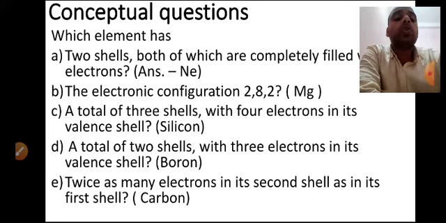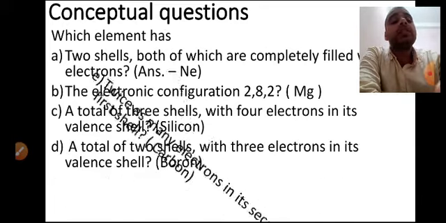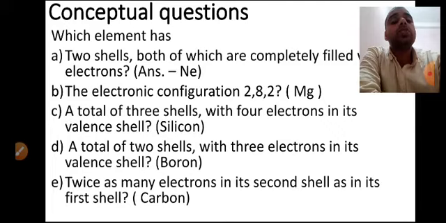Now next one, a total of two shells, K and L, with 3 electrons in its valence shell. So in the first shell 2, and in the second shell 3, so 2 plus 3 is 5, and that must be the boron electronic configuration. Okay now, here you can see twice as many electrons in its second shell as in its first shell. Twice as many means in the first shell there would be 2 electrons, and in the second shell twice, so 2 into 2 is 4. So that one would be carbon.